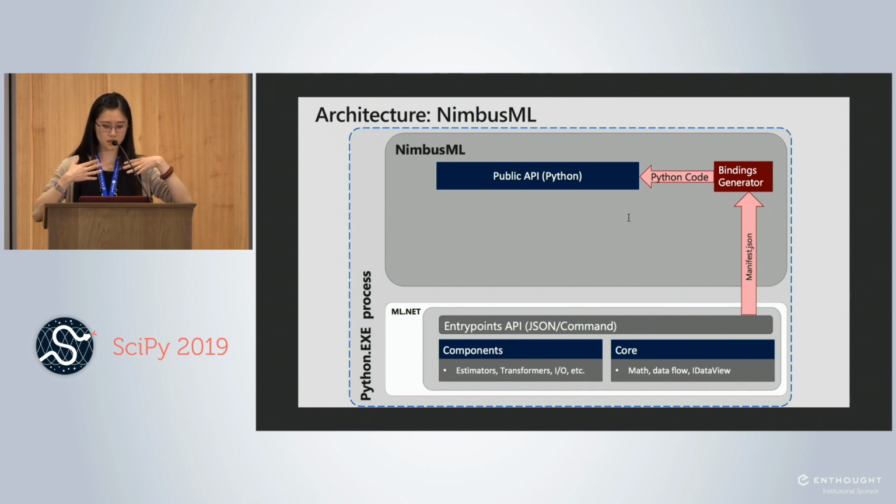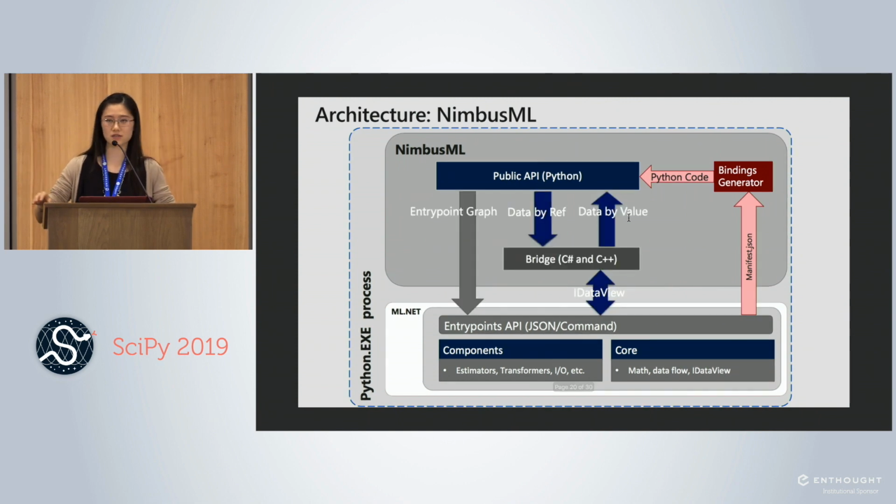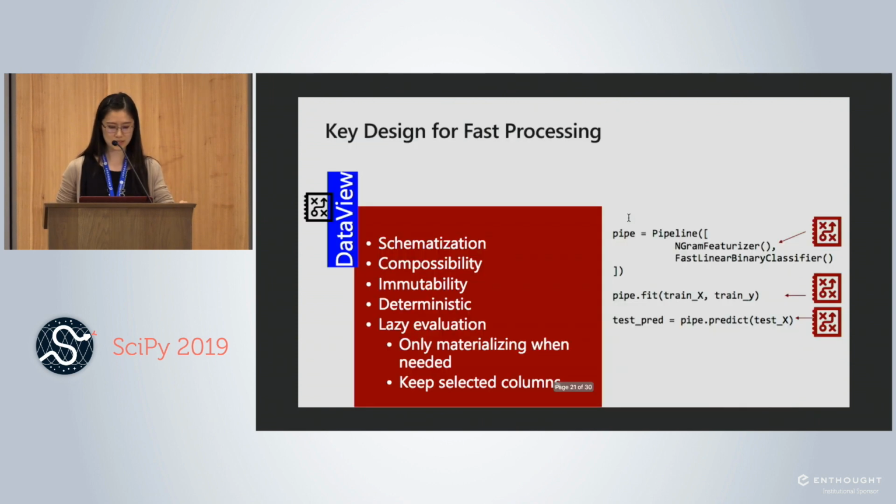And for the developer on the Python side, what we need to do is translate what users specify in Python code into this JSON file format and pass it to ML.NET. And the rest is the communication of data input-output between the Python side and ML.NET. I won't go into detail, but there are two key designs I want to emphasize.